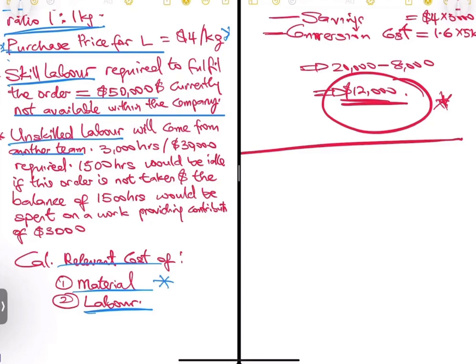So you can see in this scenario, you're already seeing a situation whereby you use the chart twice. There's a part that is available. There's a part that is not available. Skilled labor is not available. And if it is not available, what's the relevant cost?